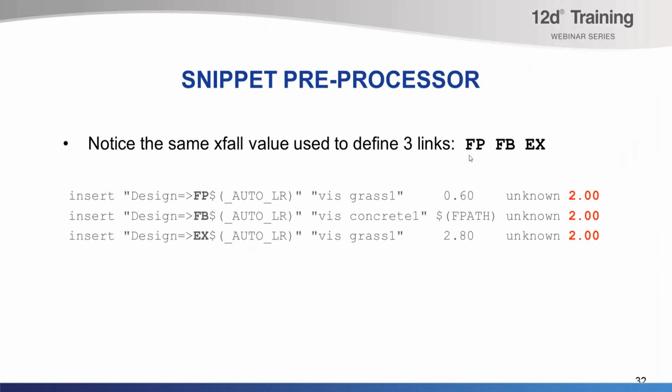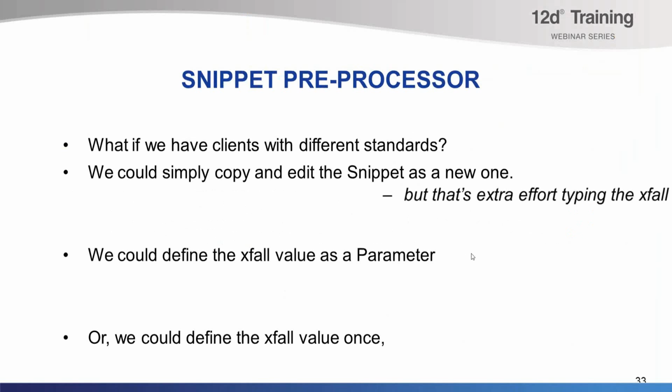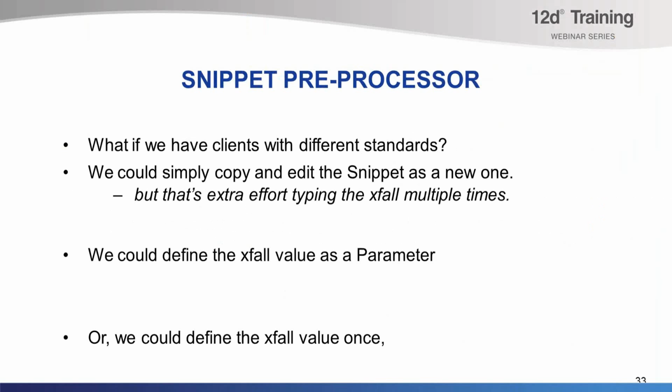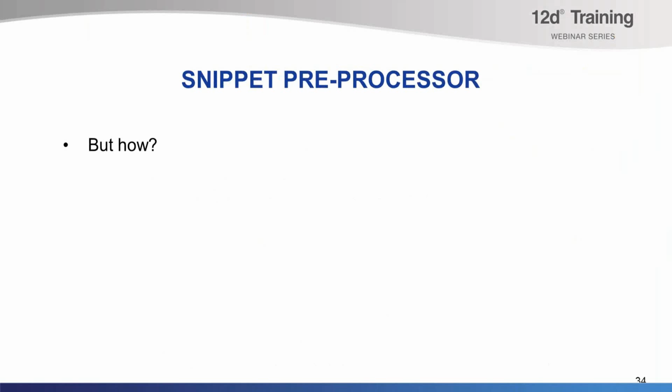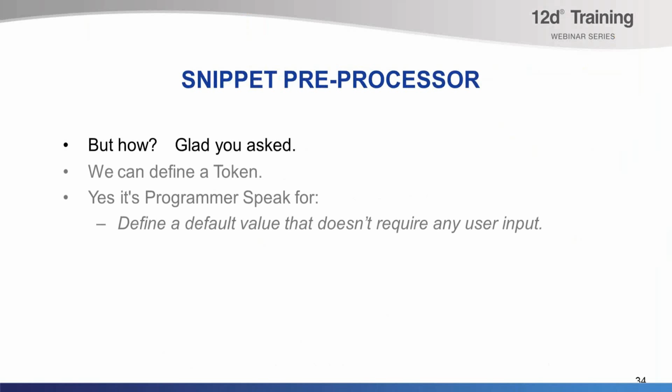Now, if we have a look in our snippet, we can see that the same crossfall is used to define three links. That's the front of our footpath, back of path, and the back of our landscaping. And they're all at 2% crossfall. Now, what if we've got a client that's got a slightly different standard, they want 1.5% or 3% or something like that? We could go in here and modify it 3 times, and that's a bit much. I don't like typing. We could create a new snippet. We could have the crossfall as a parameter, so we type the crossfall in every time we want to insert the snippet, which again gets a bit annoying. Or we could just define that crossfall once and pass that down to each modifier.